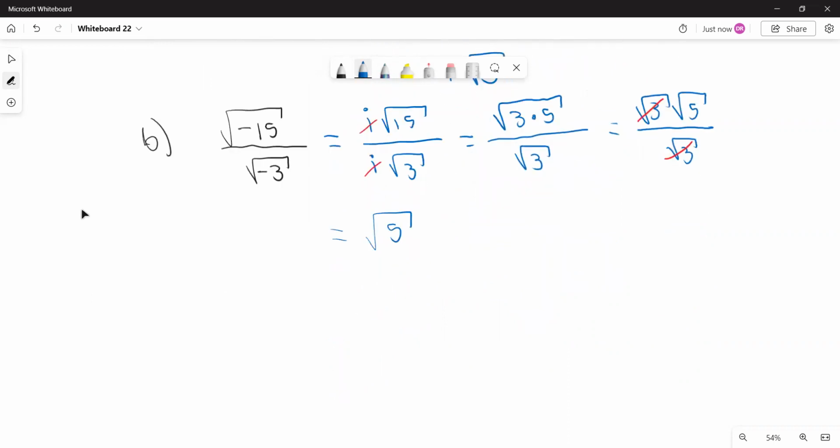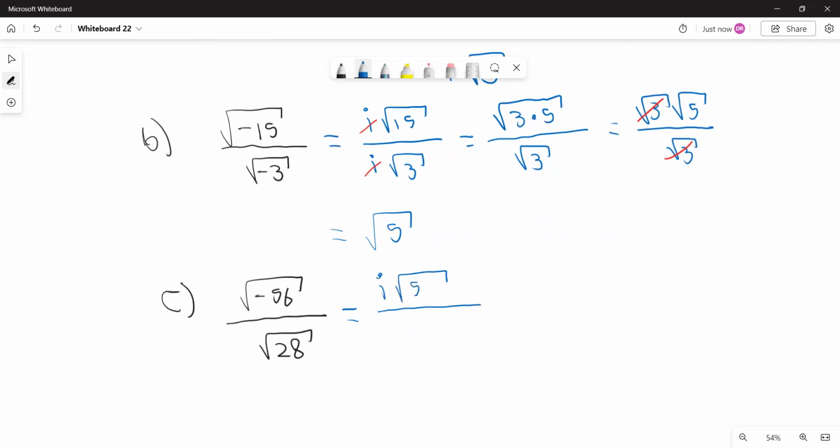And number 3, I was using A, B, and C. So part C, we're going to simplify the quotient the square root of -56 over the square root of 28. Okay, so the first two examples ended up being real numbers. This one is going to be a complex number that we're going to write in terms of i. So I'm going to write this in a way that we can simplify the denominator. This is i times the square root of 56 over the square root of 28.